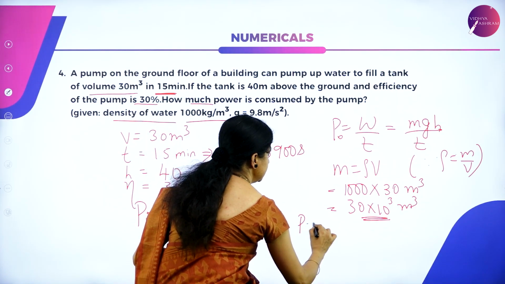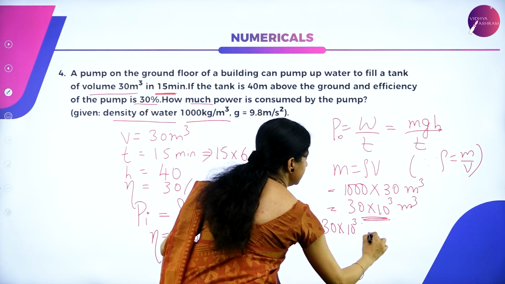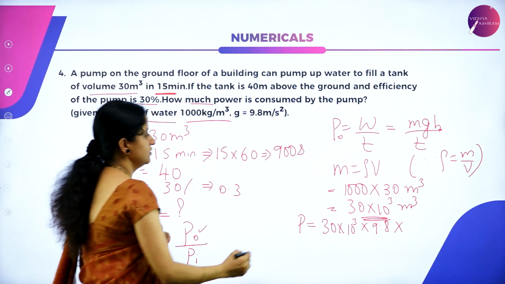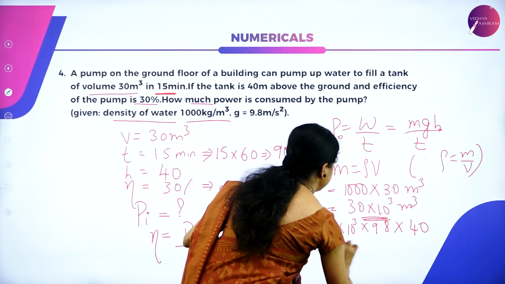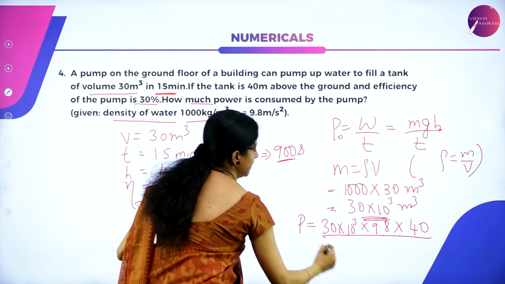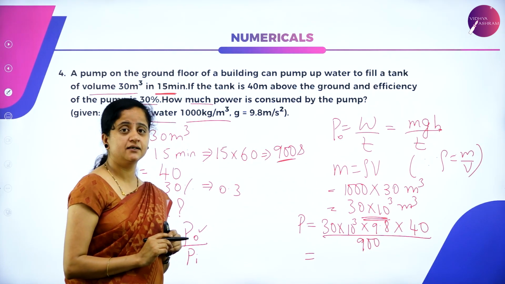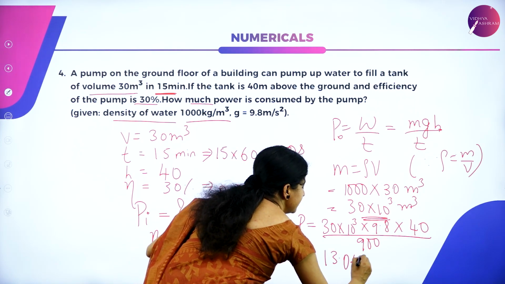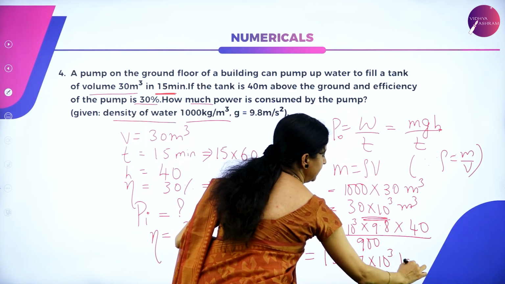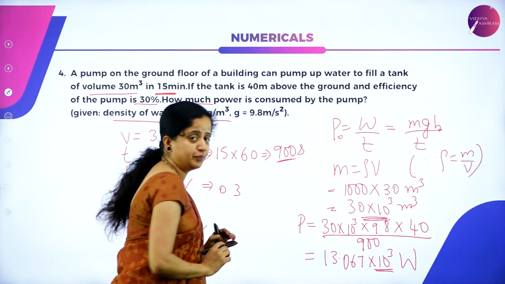So, we will get P is equal to 30 into 10 power 3, that is the value of m, into G which is 9.8, and what is the value of H? It is 40, divided by the time. Time is nothing but 15 minutes, which is again nothing but 900 seconds. Simplifying this, you will get 13.067 into 10 power 3. Since we are calculating power, the unit is watt. Now, we got to know the value of output power.